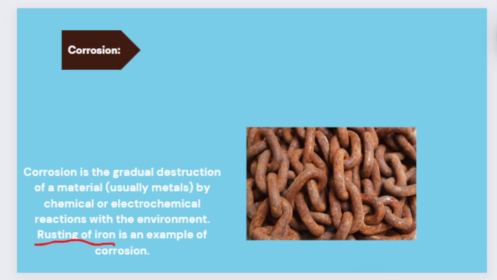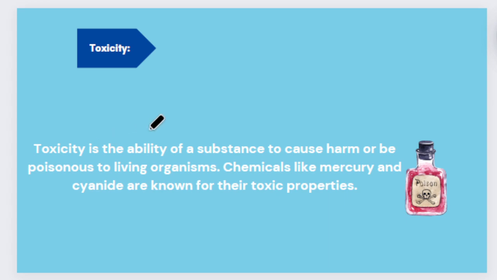Next example, if I take, that is toxicity. All chemicals are not toxic. If I talk about mercury and cyanides, they contain very toxic properties. Cyanide is also called a poison. So yes, some metals are toxic.